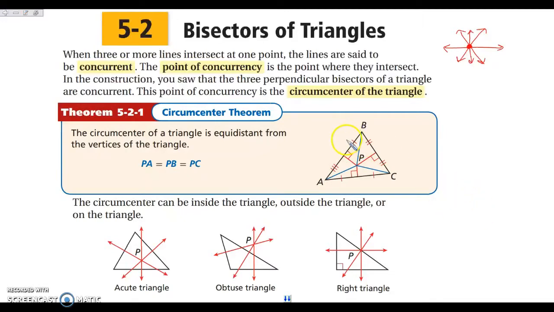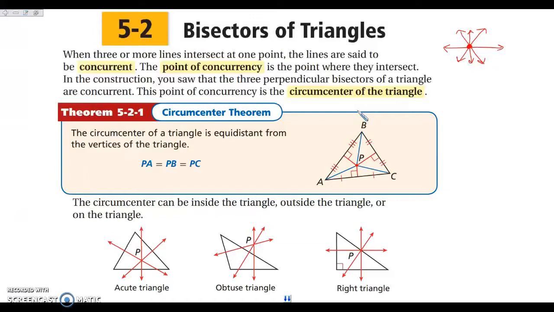If I draw all of the perpendicular bisectors, the red lines here are all the perpendicular bisectors of triangle ABC. We've got 3 sides, so we have 1 bisector for each side, 3 total bisectors. So those bisectors, these red lines, are going to be concurrent at point P. Point P is called the circumcenter of the triangle. All right, so your perpendicular bisectors will meet at the circumcenter.